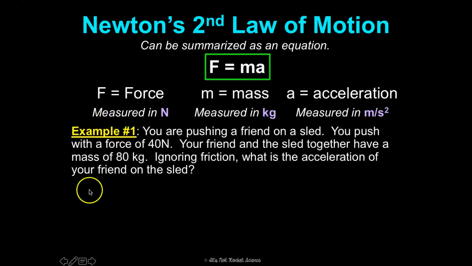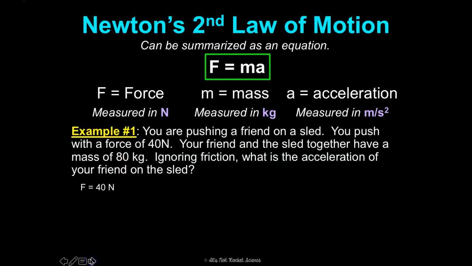So here's our first example for today. You are pushing a friend on a sled. You push with a force of 40 newtons. Your friend and the sled together have a mass of 80 kilograms. Ignoring friction, what is the acceleration of your friend on the sled? So you don't have to worry about any friction here. It's a frictionless surface. So what do we know?